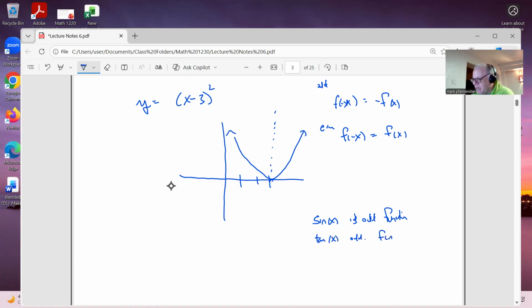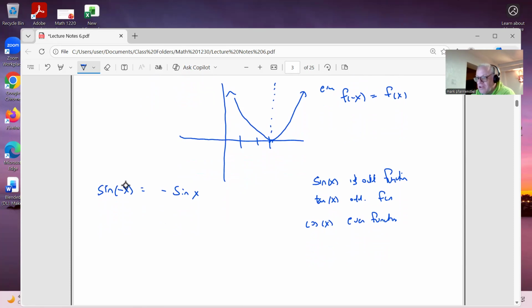Okay, and then cosine is an even function. So you're going to use different pieces of this. You're going to say, oh, well, sine of negative x is equal to negative sine of x. We'll get to the graphing in a little bit. Cosine of negative x is equal to cosine of x. Okay, it just eats the negative sign.